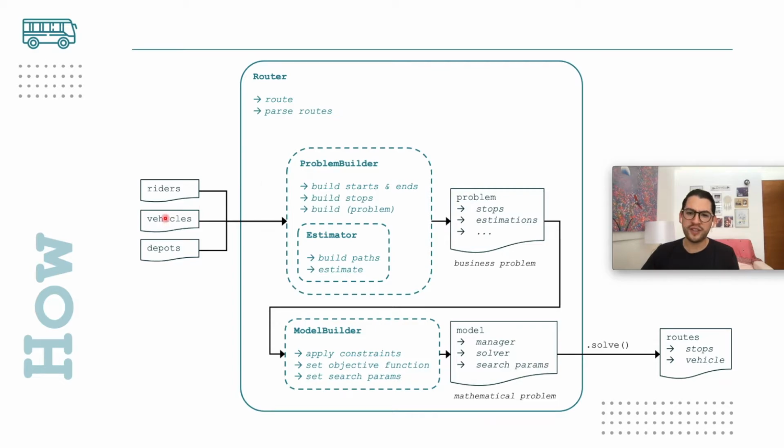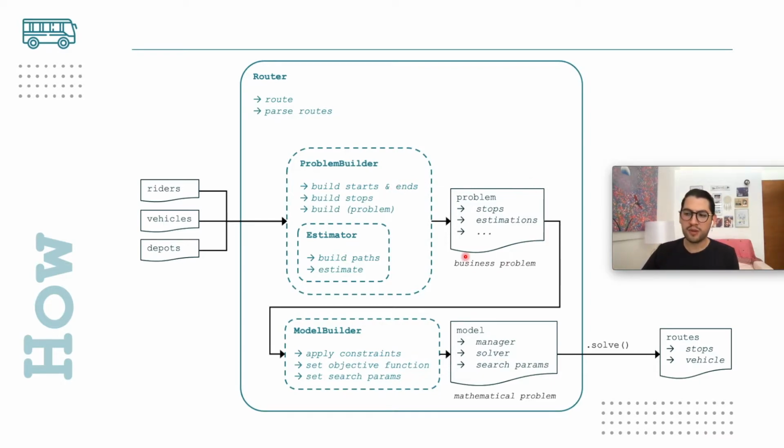So our riders, vehicles, and depots enter our problem builder, where we build the starts and ends for our vehicles. We build the stops from the different rider locations, and we actually build the problem while using the estimator to build paths, which are the different combinations between stops, and we estimate those paths to know how long it's going to take for us to travel between stops.